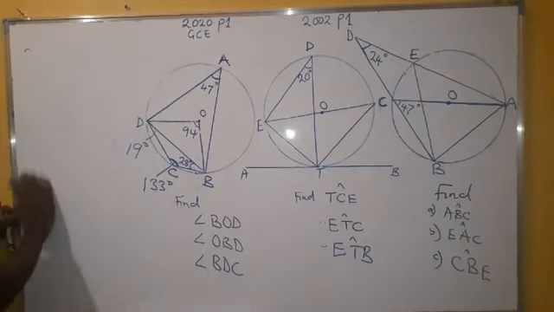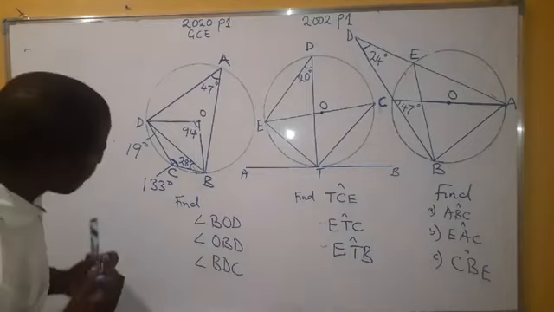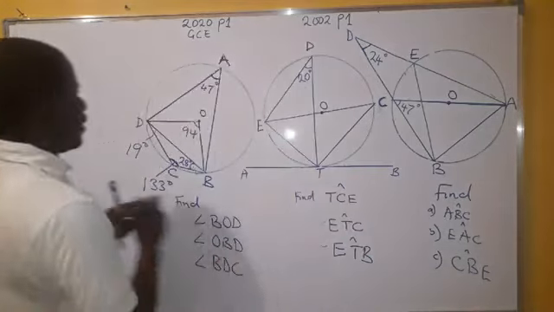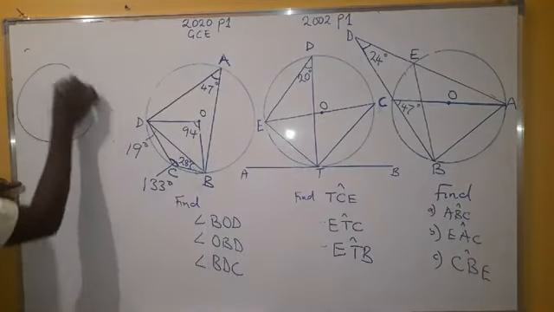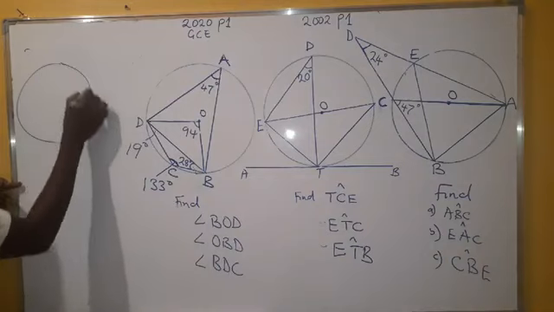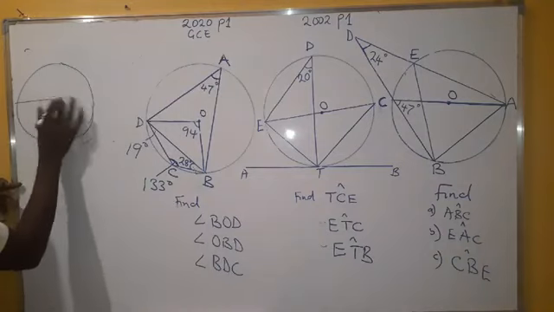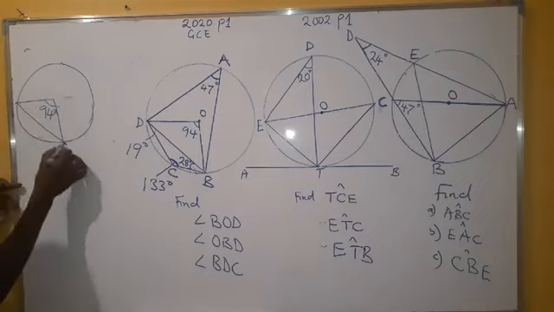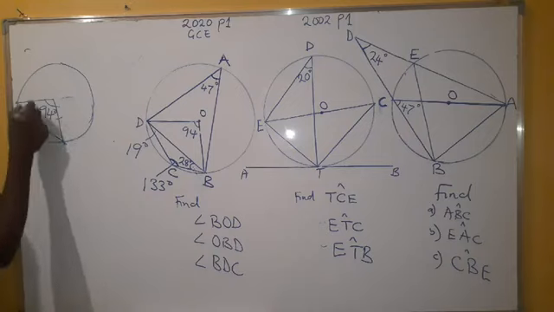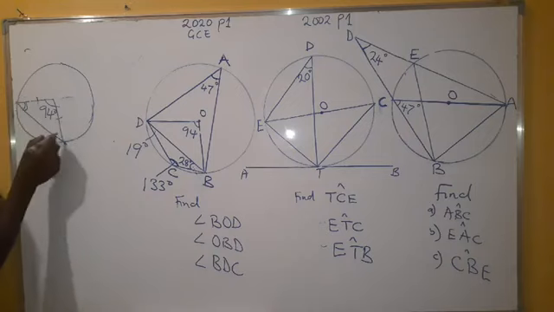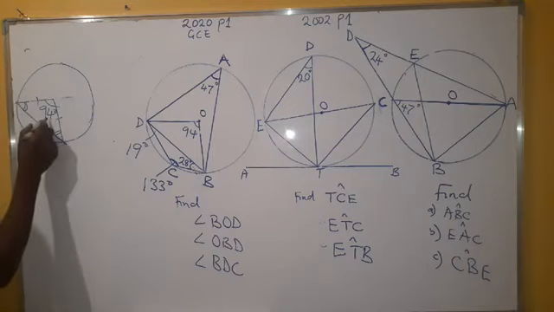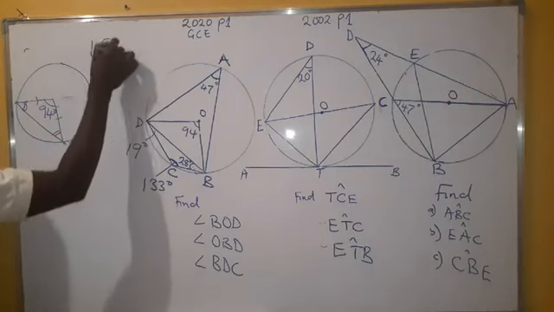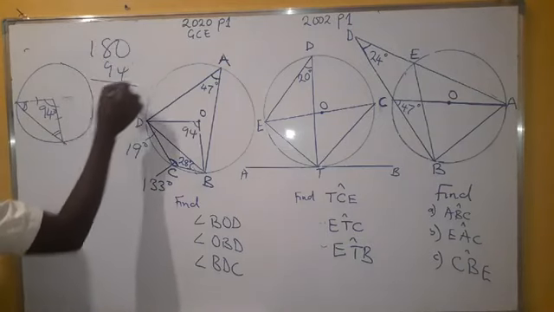Alright. Then I'll proceed. What are we saying? I said I'm using the information that we are given. What did we get here? At the center, we got this as 94. Remember, this is the radius and this is the radius, so this angle is equal to this one. So we need to subtract this one from 180. What do we get? Okay.